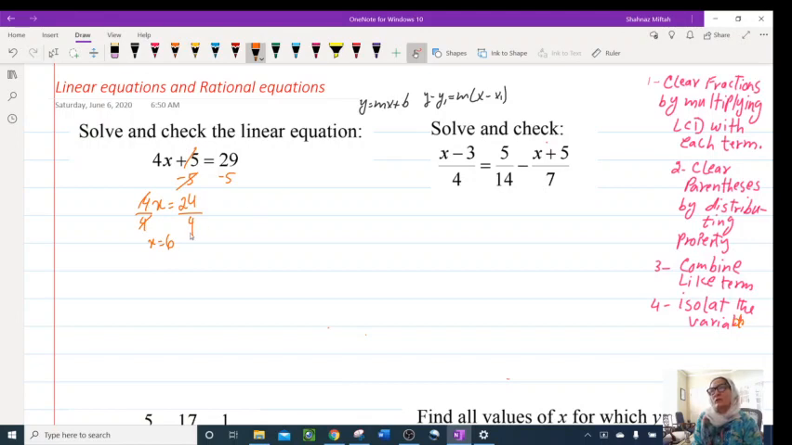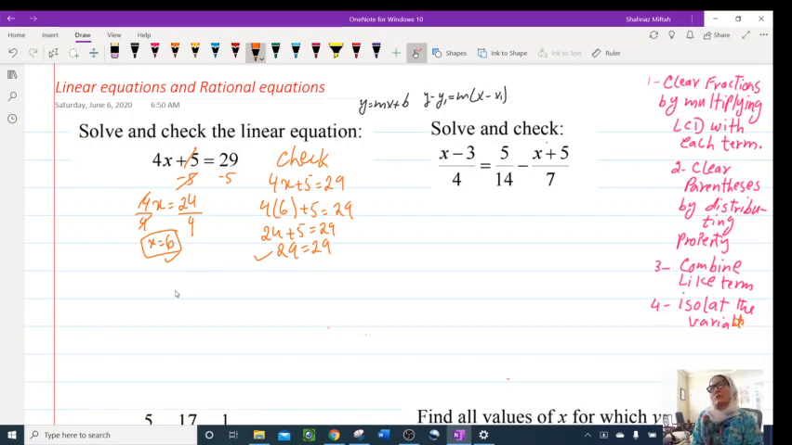Now I think this is my answer, but if I want to be 100% sure, let's check. I'm writing my linear equation and replacing this x with 6. So it's going to be 4 times 6 plus 5 equals 29. 6 times 4 is 24, plus 5 equals 29. 29 equals 29. This is a true statement. When you have the same numbers on both sides of the equal sign, good, which means my answer is correct.